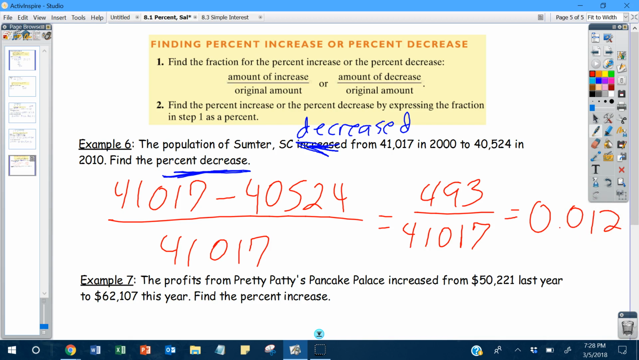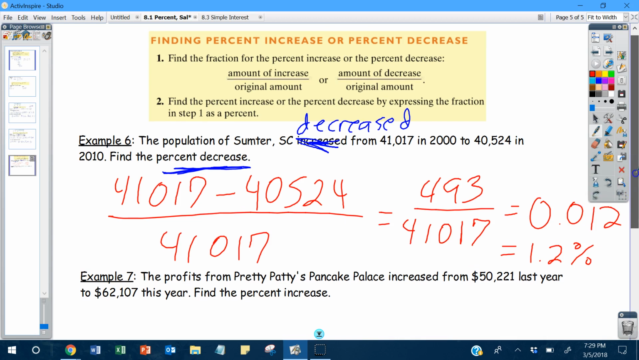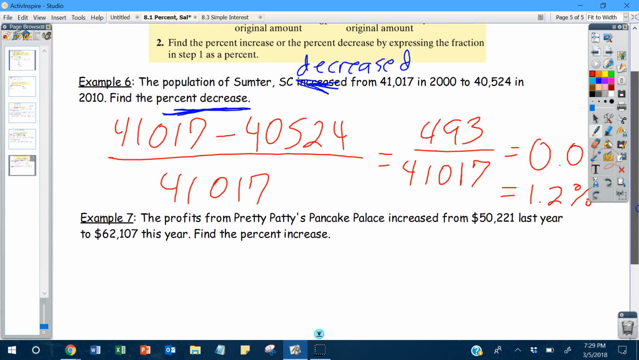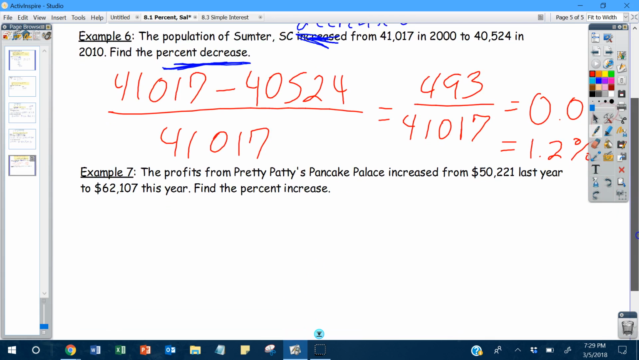So that's my percent decrease, except that number is not written as a percent. So I'm going to move that decimal over and write this as 1.2%. That's my percent decrease. So between 2000 and 2010, the population of Sumter decreased by 1.2%. There's a fun fact. I don't know if you're wondering, but interesting. We can do percent increase the same way.